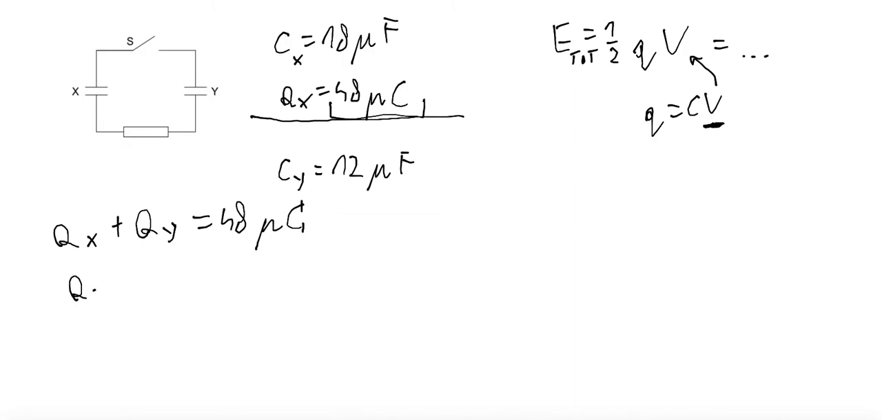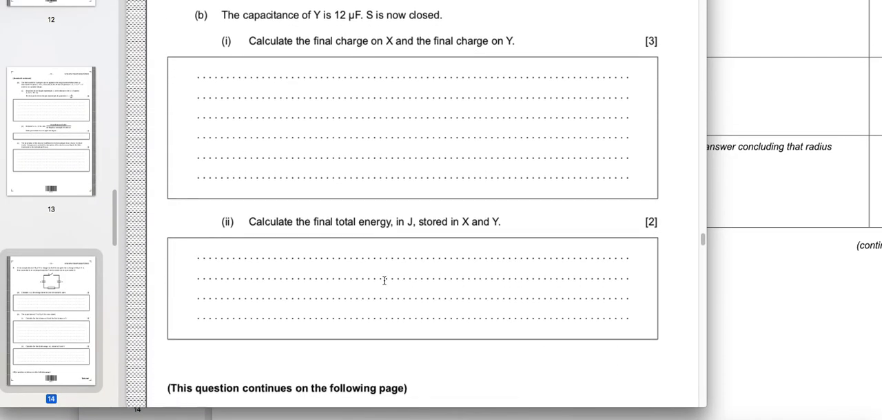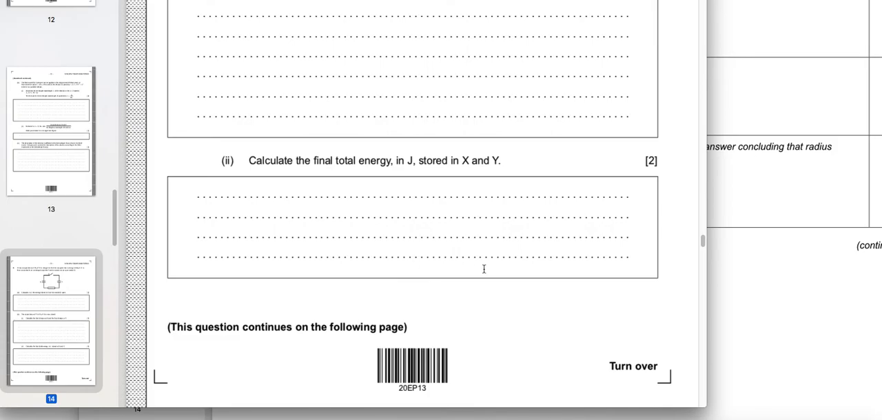So Q across X divided by C across X must be equal to Q across Y over C across Y. And by using these two equations, where Cx and Cy are given, you can calculate Qx and Qy. Okay? Now calculate the final total energy stored in X and Y.